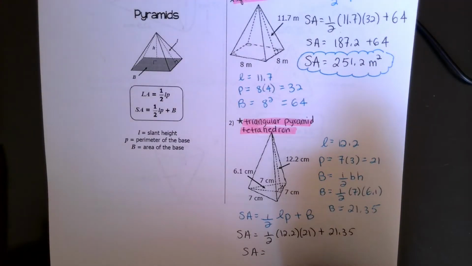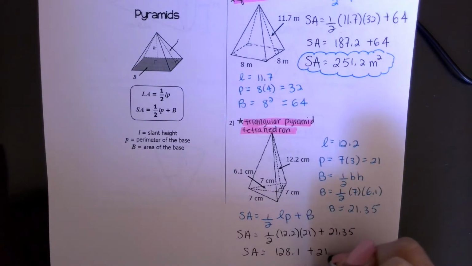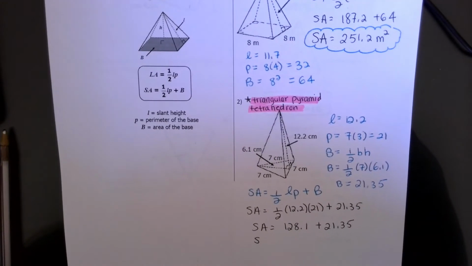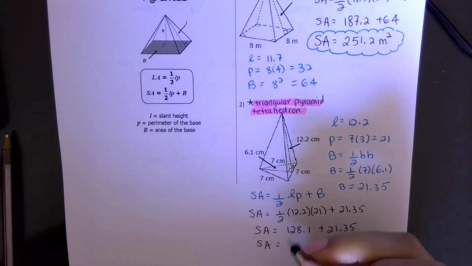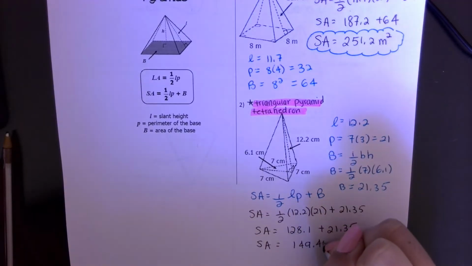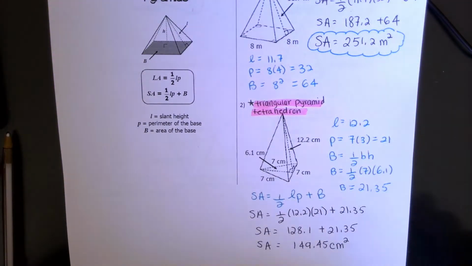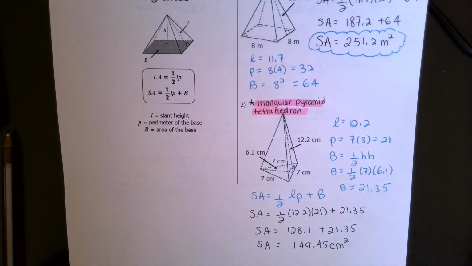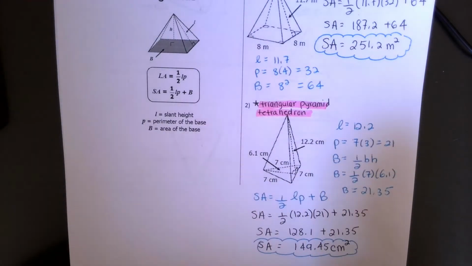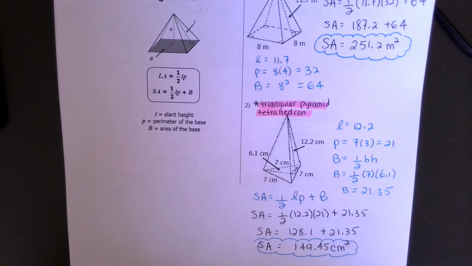So this part is going to equal 128.1 plus 21.35. So my surface area here is going to equal 149.45 units. So let's think centimeters. We're dealing with area, so squared. No matter what kind of base you have, the rest is still the same. Just make sure you're using the correct formula for the area of the base when you deal with pyramids.